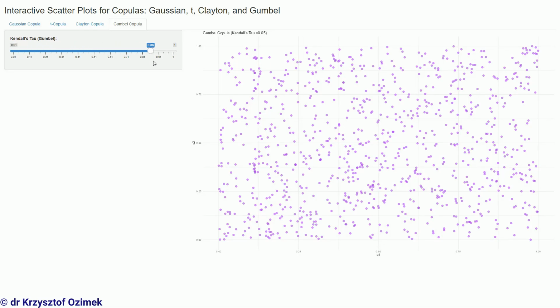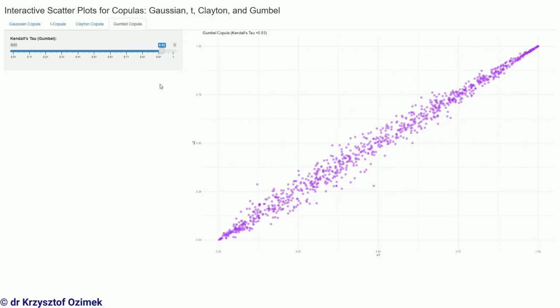However, when Kendall's tau for the Gumbel copula is high, nearing 1, the behavior changes dramatically. In the upper right corner of the scatter plot, corresponding to high values of x1 and x2, and thus u1 and u2, the points almost completely overlap. This indicates a very strong upper tail dependence between the variables. The relationship between x1 and x2 becomes extremely pronounced when they take on large values.